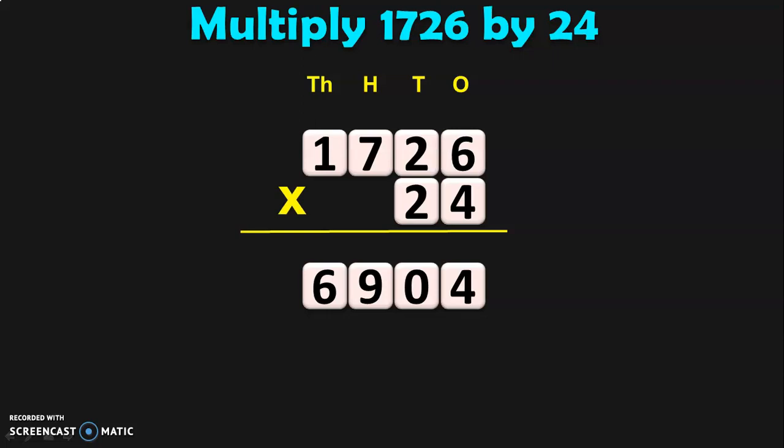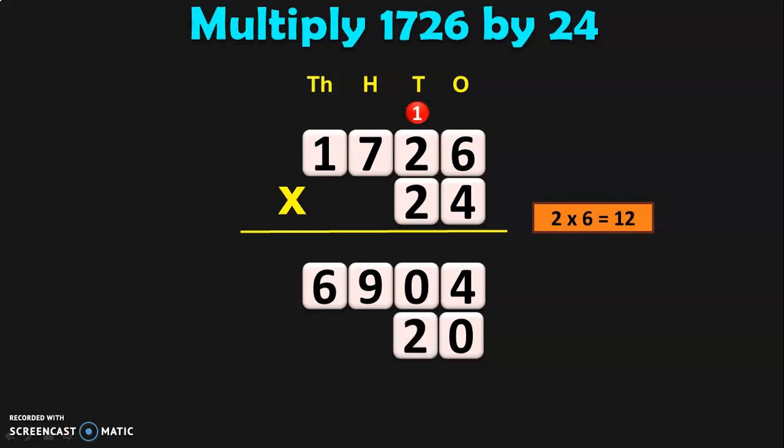1726 into 20, which is nothing but the digit 2 in the tens place. It is not actually 2, we should be considering that it is 20 because it is in the tens place. So when you are going to do that calculation, the first step will be put a 0 in the ones place because we are going to multiply by 20. So next multiply 2 into 6. 2 into 6 is 12. So 2 carry over 1.